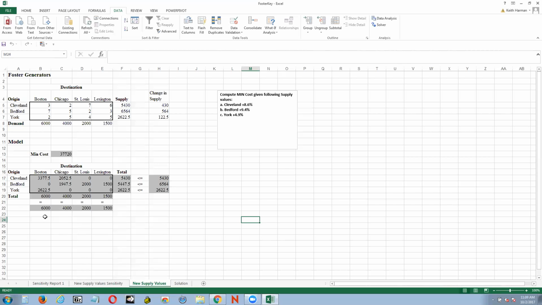Notice York, for example, is 2622. That's about 5% more than what it is in the book. Bedford, we increased it, but we don't have anything from Bedford in the first place, so it ended up being a 0 anyway. Now, we'll put this in: Cleveland would be 8.6%, so that's going to equal 3,500.